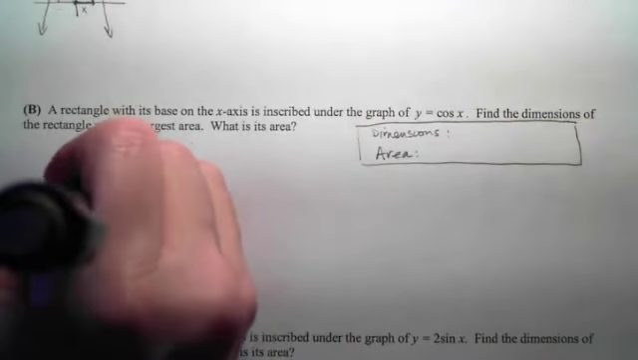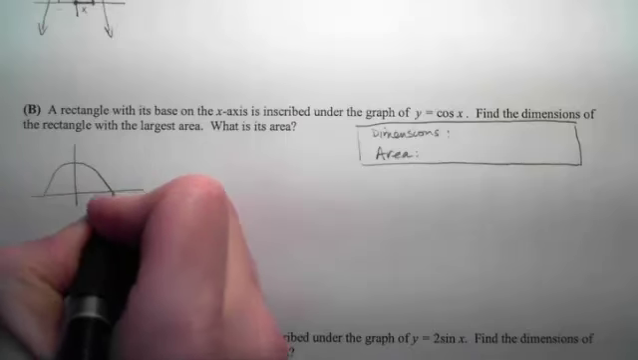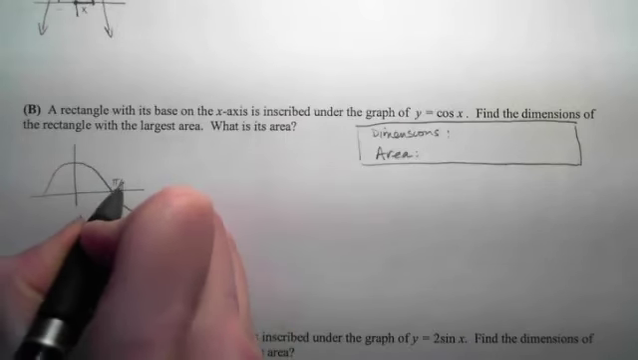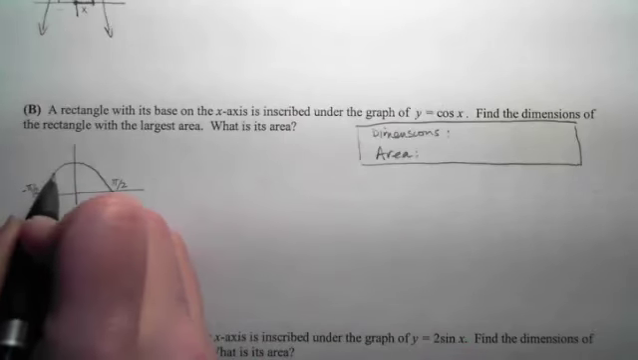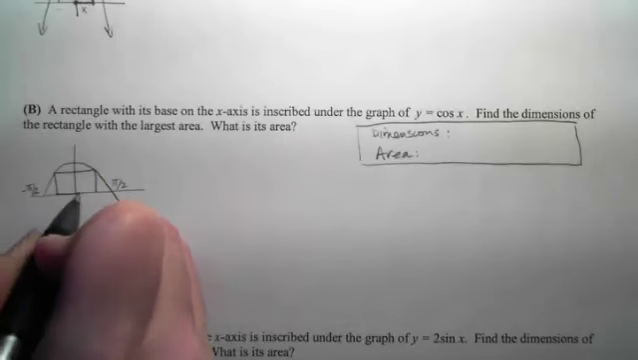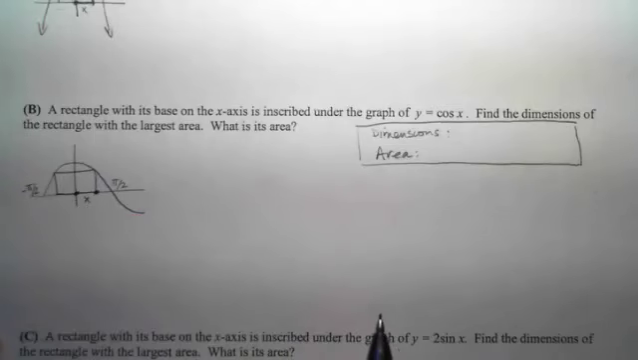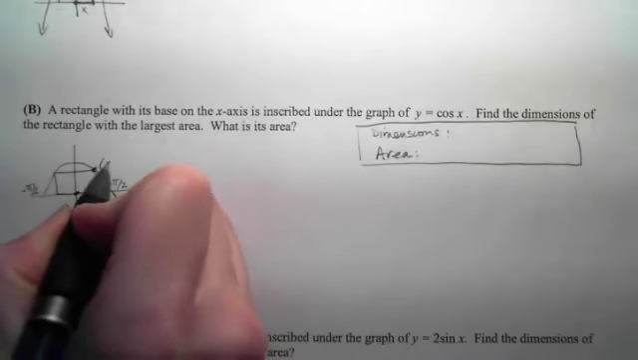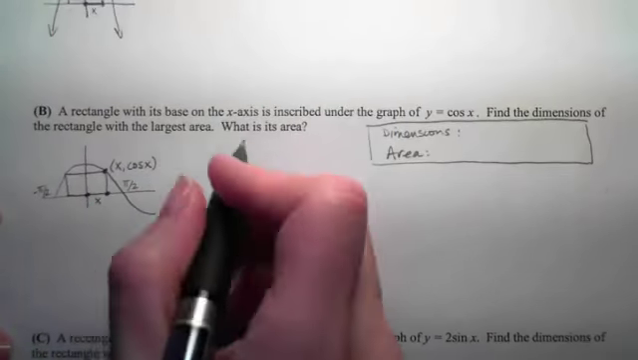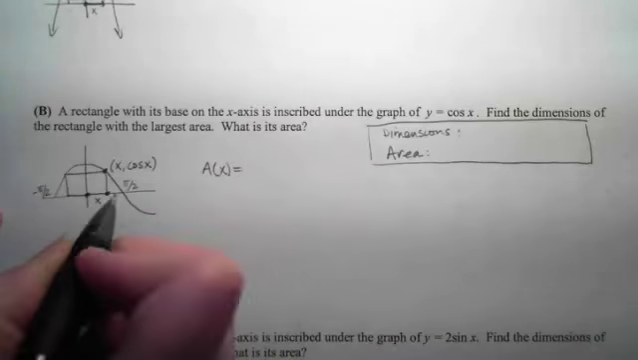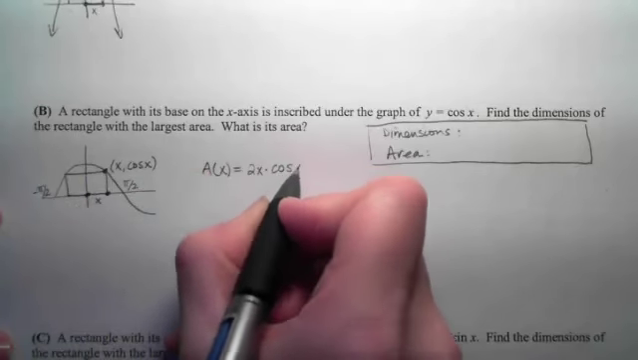So the setup is going to be the same as it was in part A, except instead of having a parabola, I'm now under the cosine graph. So I need to know that the cosine intersects at pi over 2 and at negative pi over 2, and I can draw a rectangle that straddles the y-axis. Again, the distance from the origin to the right side of the shape will be x, so I can label a point here as (x, cosine of x), and I can set up the formula for my area, which will be the base, which is 2x, times the height, which is cosine of x.